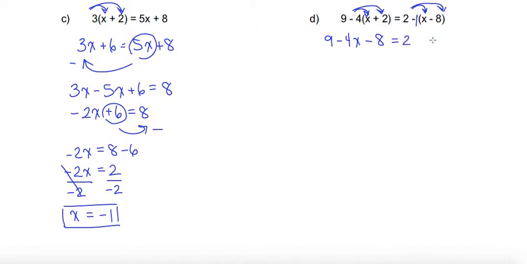So I have 2 out front. And then negative 1 times x is negative x, or negative 1x. And negative 1 times negative 8 is positive 8.